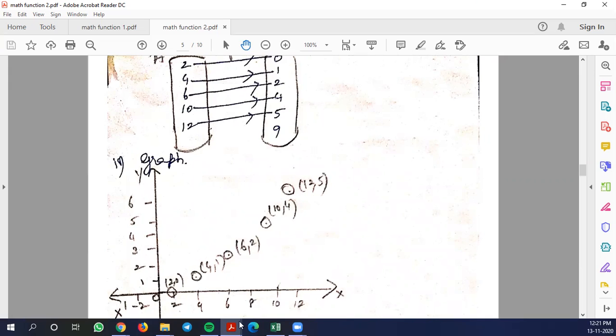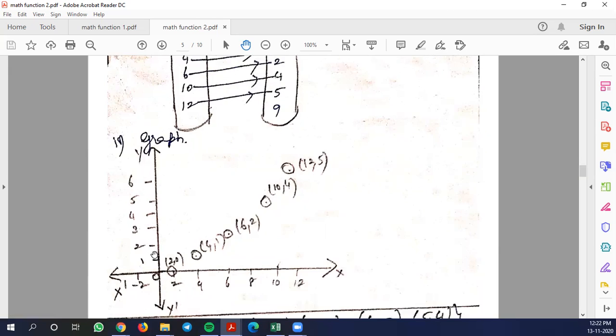Then 4 comma 1, 6 comma 2, 10 comma 4, and 12 comma 5. Remember that when we are drawing the graph, you have to take 2 centimeters in between the points, here and here also the same thing, so that our diagram will be very nice.